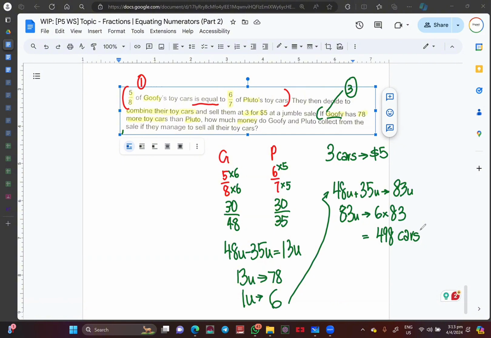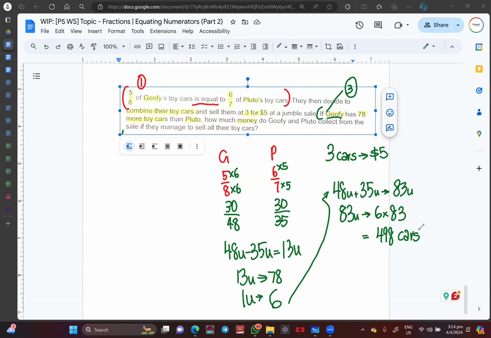When they combine, they count, and Goofy says, hey, Pluto, you know what? We have 498 cars in total. Does that make sense or no? Okay, so the total number of cars is 498.